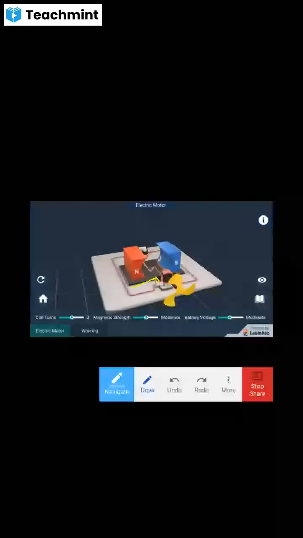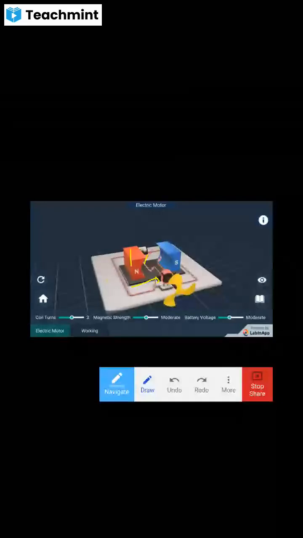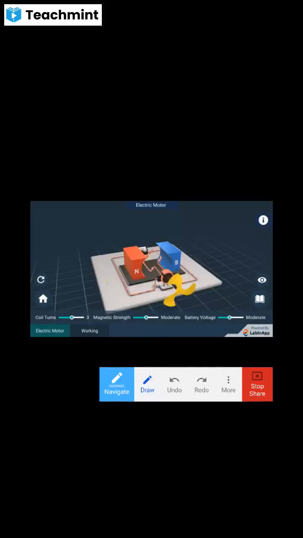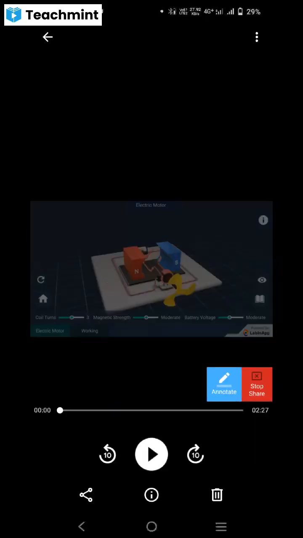Which parts are done now? Magnetic field, armature, split rings, next carbon brushes. These are the very important parts of this diagram. Just see the working.